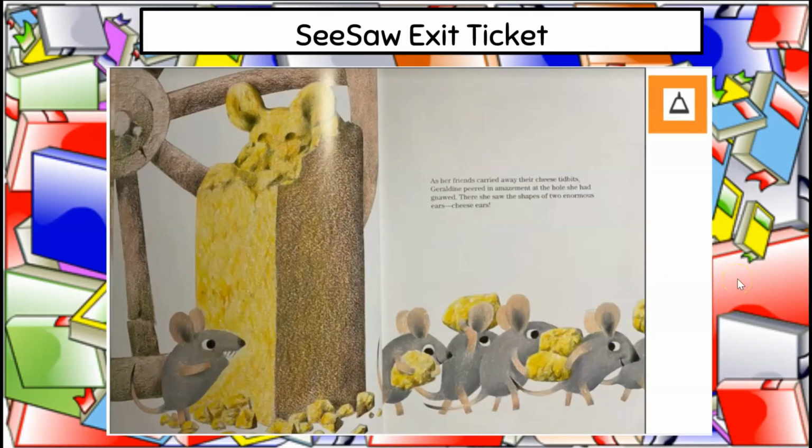In Seesaw today, you are going to be circling one key detail on this page from Geraldine the Music Mouse. You're circling one key detail on this page. What is one key detail that helps you better understand the story? Don't forget to click the green check to submit.